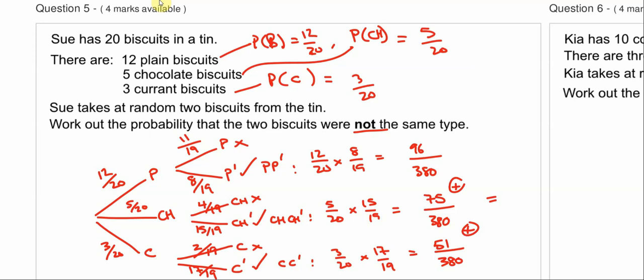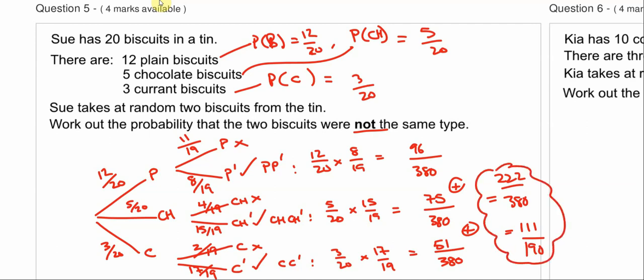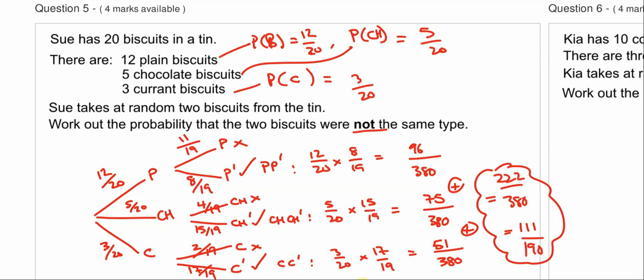Which gets me 222 out of 380. And if you want to simplify that, we are going to get 111 out of 190. It's a bit more of a difficult question just because more work to do, but nothing too bad.